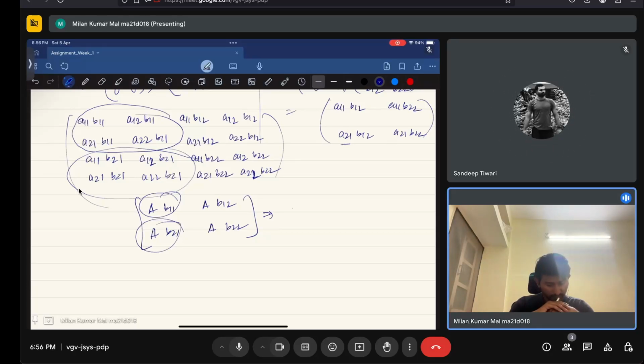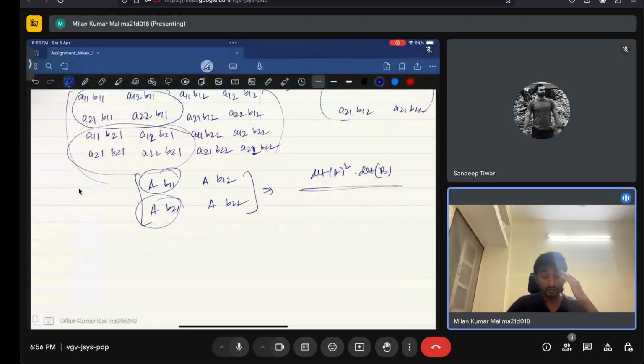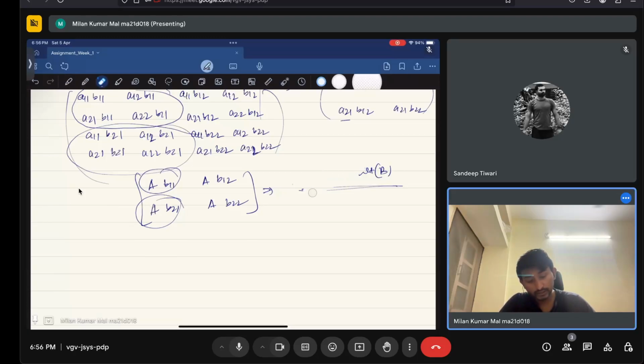But still, I have a little doubt. I think this is correct: determinant of A square into determinant of B square. I think this is the correct option. But why is determinant of A square happening? Because if we take transpose, all things will be transposed. Yeah, I think determinant in that situation. Okay, I got it.